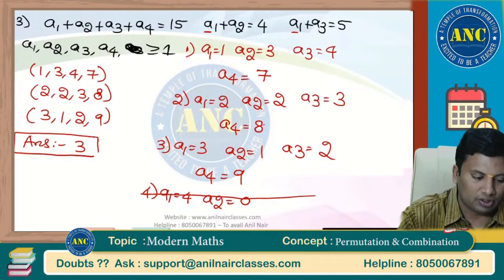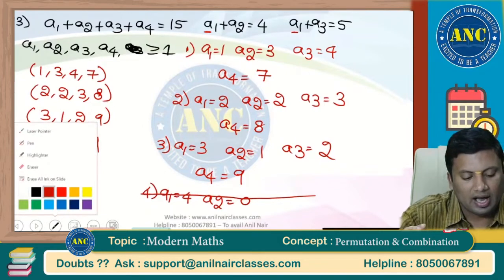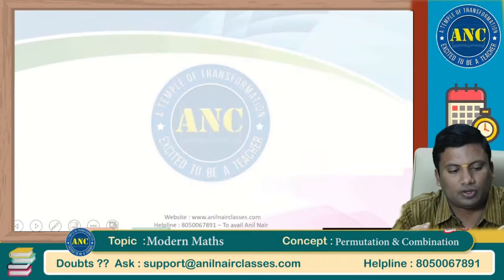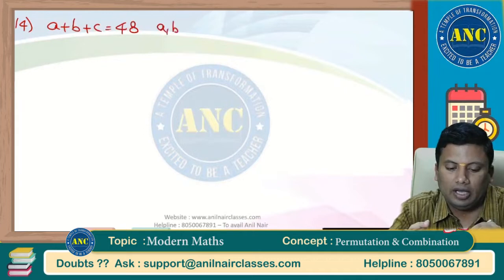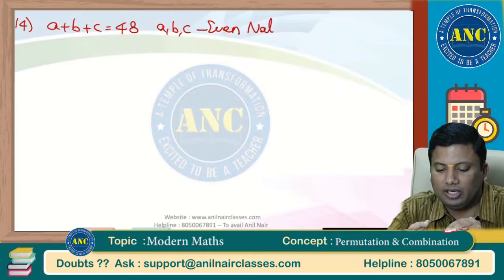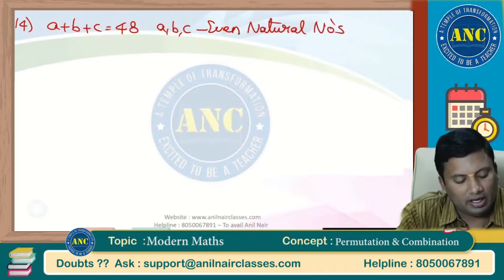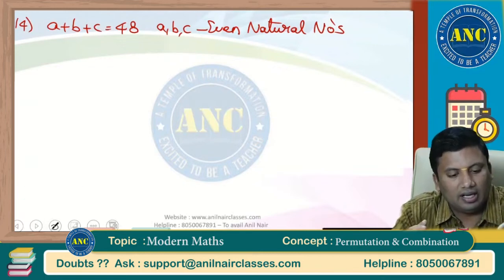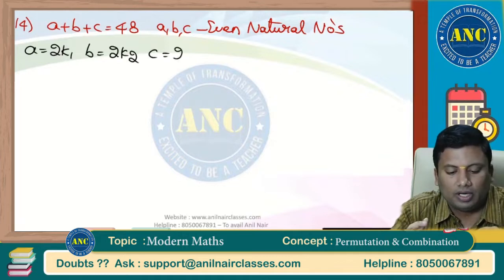Next, 14th question. First basics, then we will get into high level counting problems. 14th question. A plus B plus C is 48. A, B, C are even natural numbers. If A, B, C are even natural numbers, A will be 2k1, B will be 2k2, C will be 2k3.